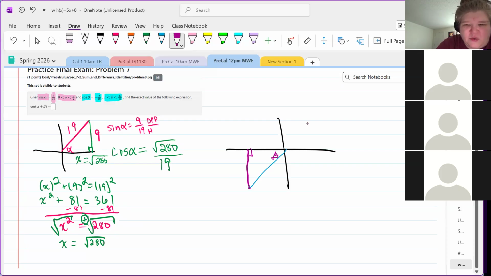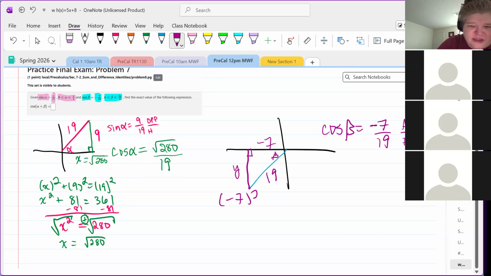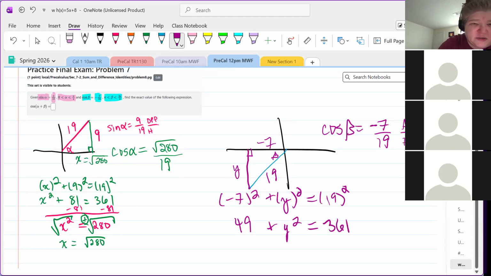All right, so we know the cosine of beta is -7/19. Cosine is adjacent over hypotenuse. So -7 is our horizontal side. 19 is our hypotenuse. So Pythagorean theorem, -7 squared plus y squared equals 19 squared. So 49 plus y squared equals 361.